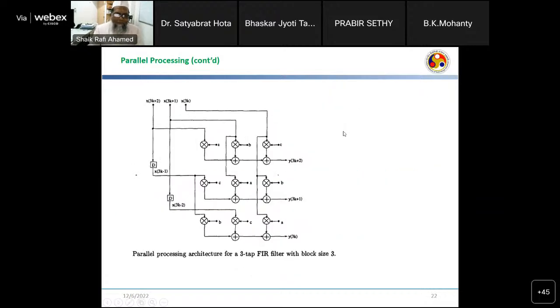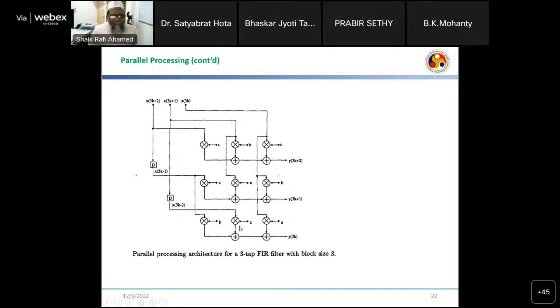If I take the original 3-tap FIR filter, we require 3 multipliers and 2 adders. Whereas now I require 9 multipliers and 6 adders. The complexity is 3 times that of this, but the throughput is also 3 times that of the sequential system. Instead of using these 9 multipliers and 6 adders, I can implement this with fewer multipliers by using some resource sharing technique. That I am not discussing here. This is about parallel processing.